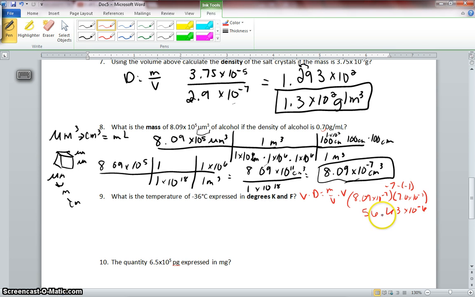Is this in correct scientific notation? No. So we're going to move it over 1, making this number smaller, so this has got to get bigger. So it's going to be 5.663 times 10 to the negative 5th.